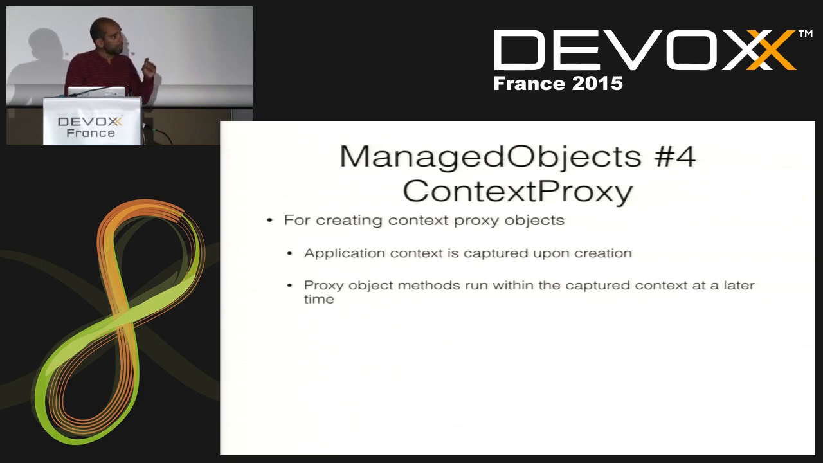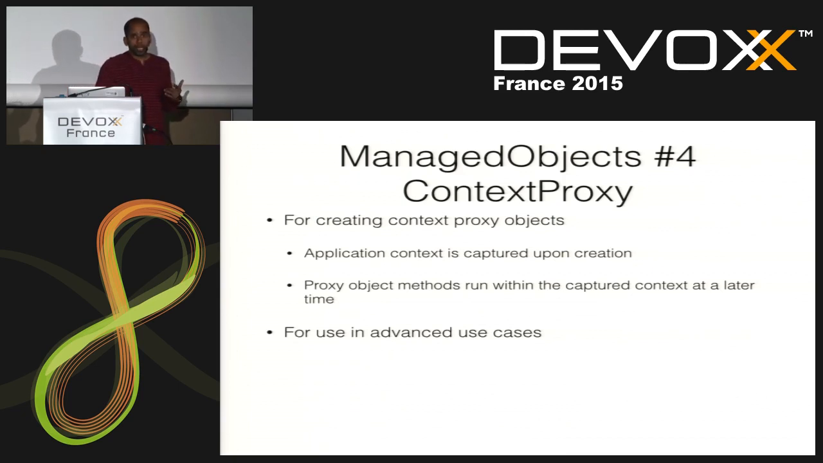And then those proxy methods are used later to run in that same context that was captured earlier. Okay? So it's typically meant for advanced use cases. We expect that in most of the common use cases, your managed thread factory, managed executor service, and managed scheduled executor service would be sufficient. But if you want slightly more advanced use cases where a context is captured at one place and used at some other place, and I'll show you a sample for that, then you can use contextual proxy.